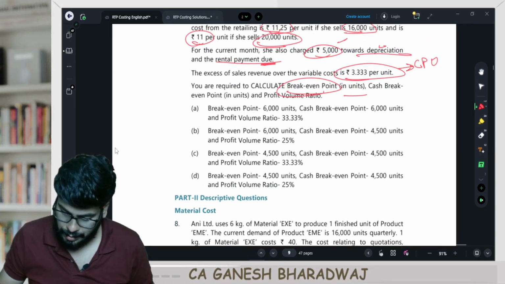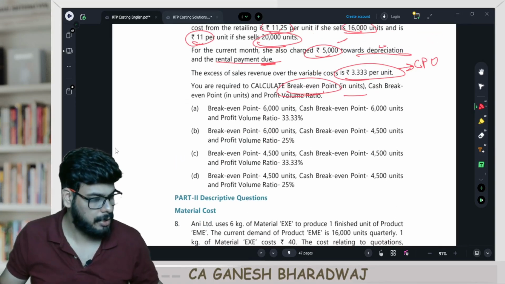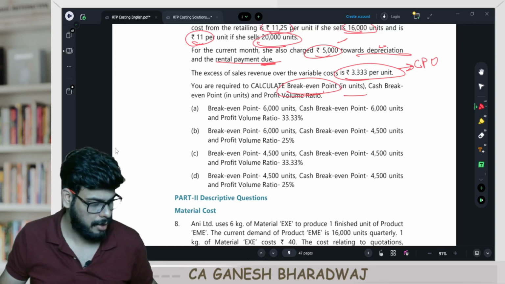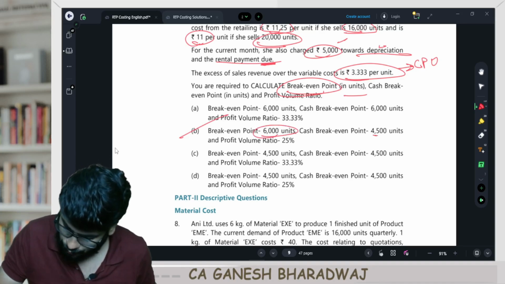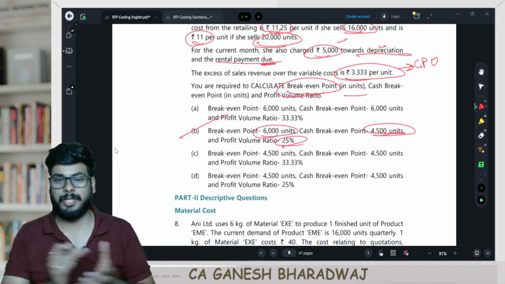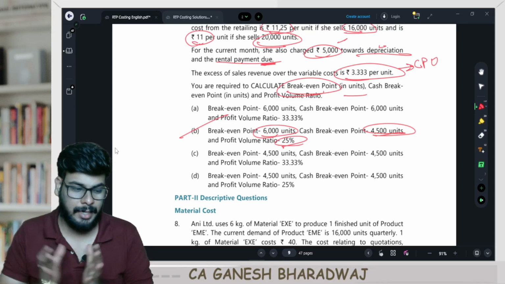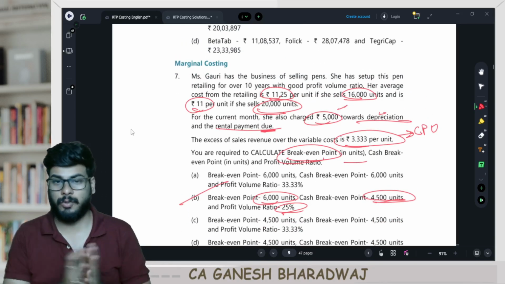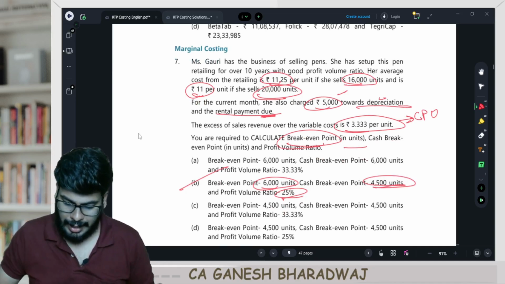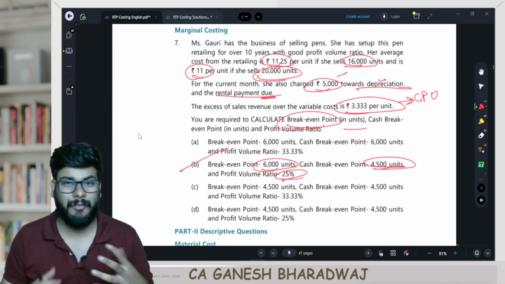So 6,000, I think, okay, answer which option did we? So it's going to be option number B. Yeah, 6,000, 4,500 and 25%. Right? So that is going to be the solution for this particular question number 6. Right? So that's about the part of MCQs.